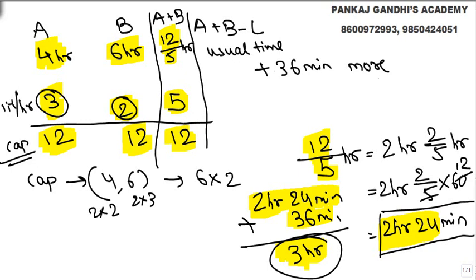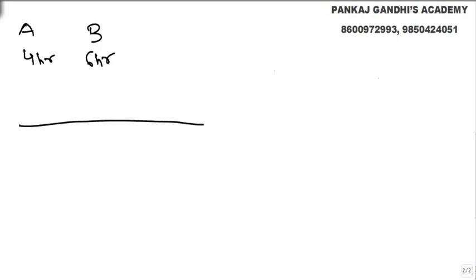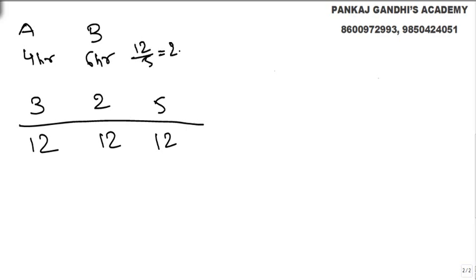So now let's check out furthermore. We just now found out A alone could have done it in 4 hours, B alone could have done it in 6 hours. We combined them, we got, let's say, 12 capacity, per hour 3 liters, per hour 2 liters. Together the two of them will need 12 by 5, that is 2 hours and 24 minutes. That is A and B together.